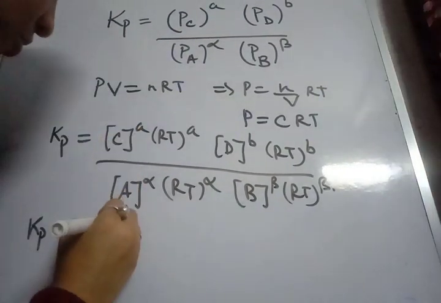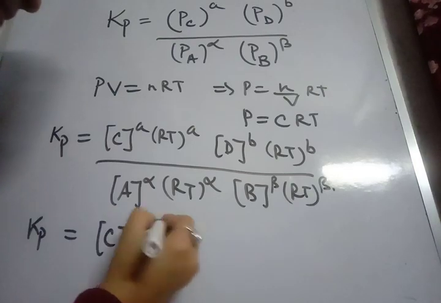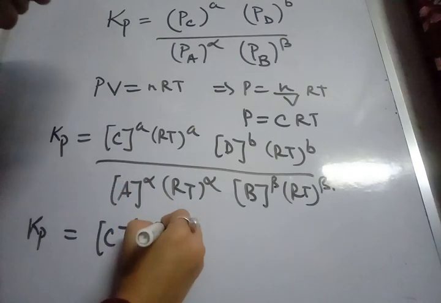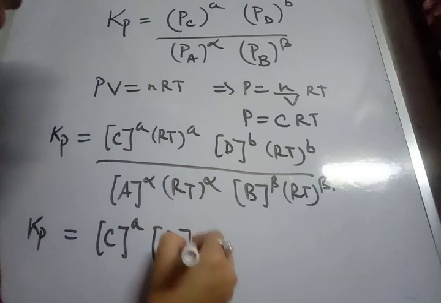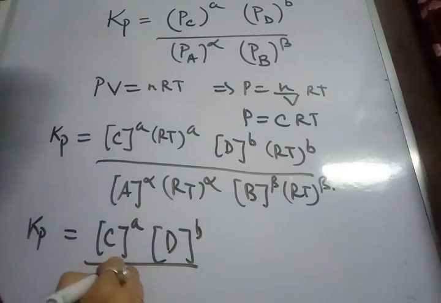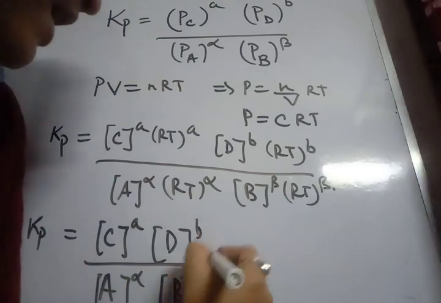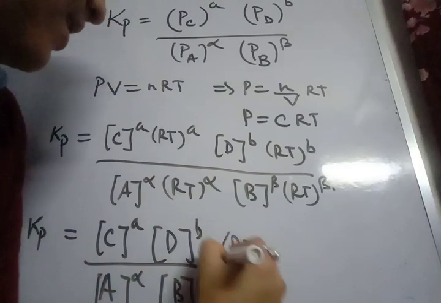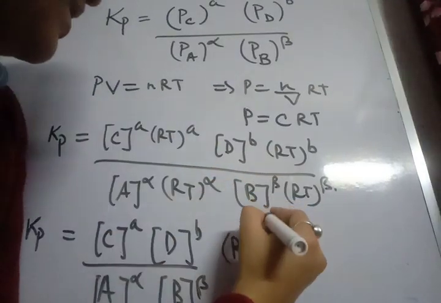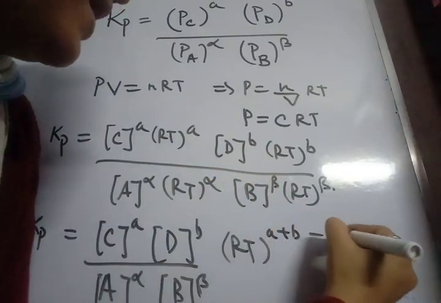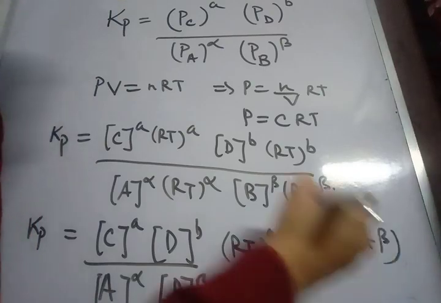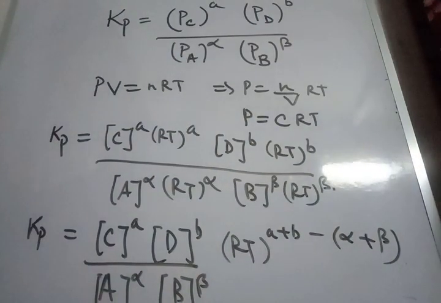Kp equals concentration of C to the power a, concentration of D to the power b, over concentration of A to the power alpha, concentration of B to the power beta. And RT we are writing as RT to the power (a plus b) minus (alpha plus beta).